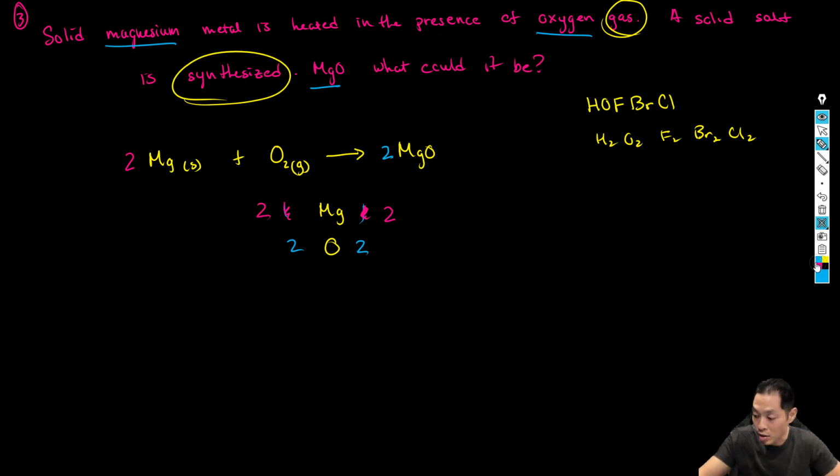So I have 2 magnesiums, so I'm good. 2 oxygens, I'm good. So here we have 2 magnesiums plus O2 will give us 2 MgO.